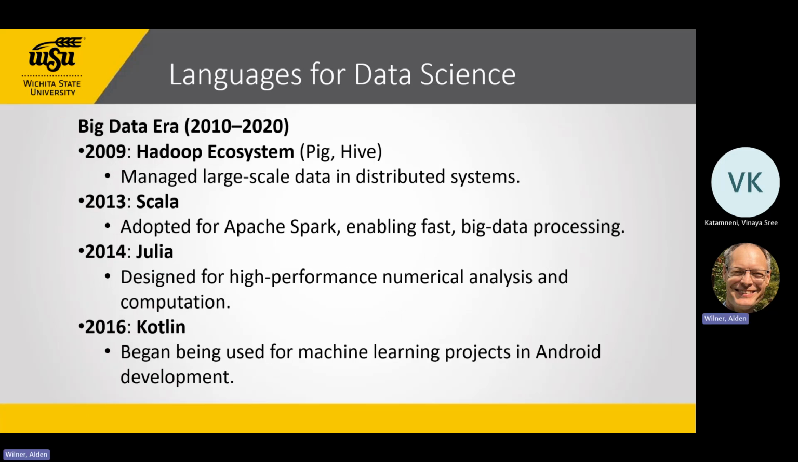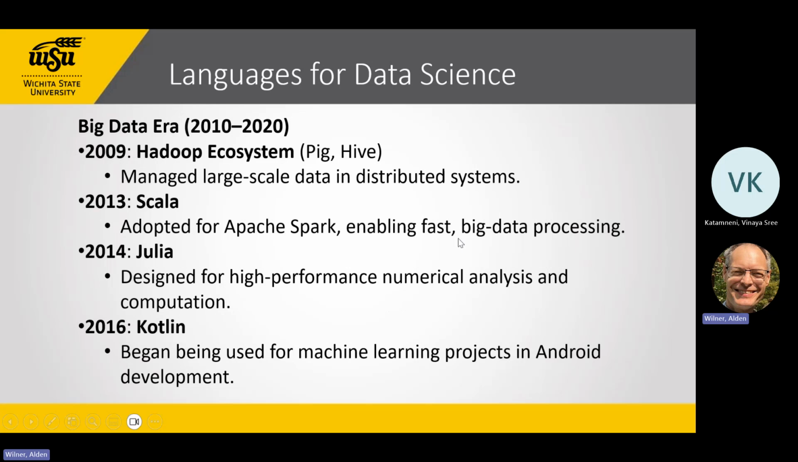The big data era, 2010 to 2020, brought the Hadoop ecosystem, with all its strange names like Pig and Hive. Hadoop literally was named after the developer's 2-year-old son's toy elephant. The little boy had a stuffed elephant he called Hadoop. And so when Dad made an open source product, he honored his son by naming his program Hadoop.